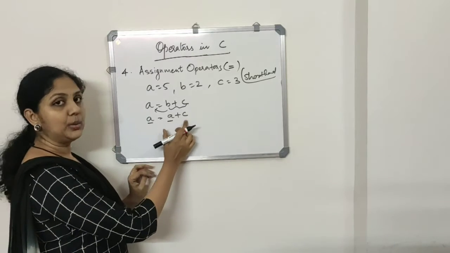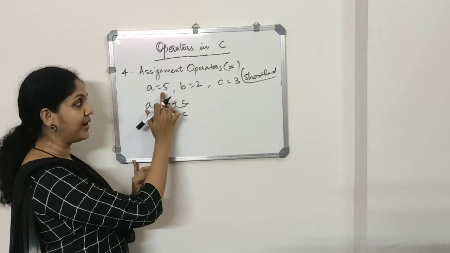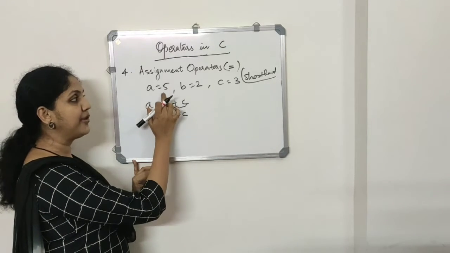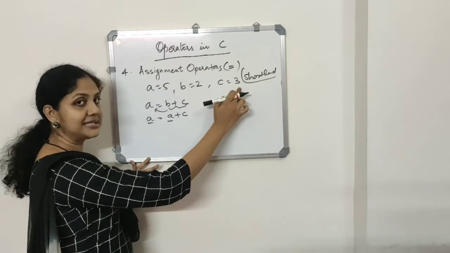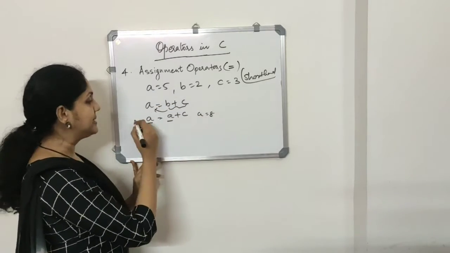So A equal to A plus C means, as of now A is equal to 5. A is equal to A plus C means 5 plus C, 5 plus 3, that is 8 will be assigned back to A.